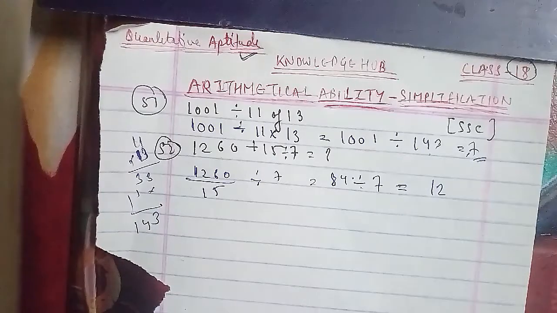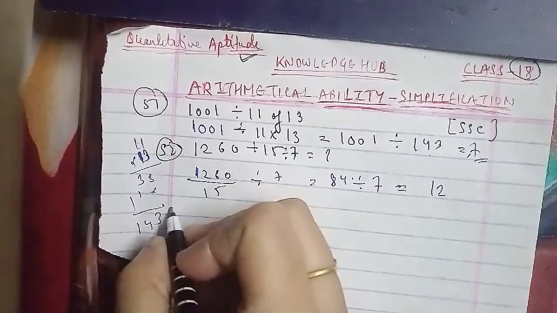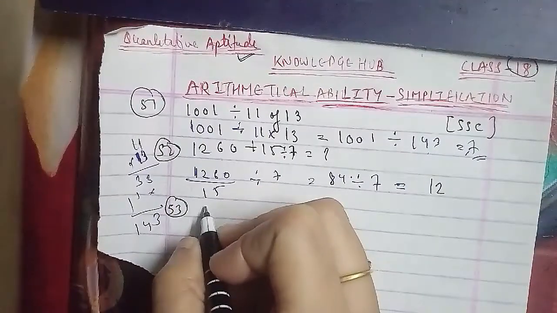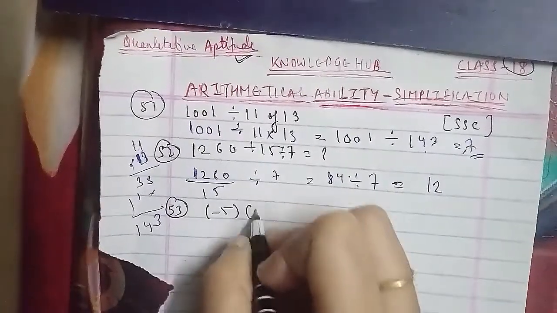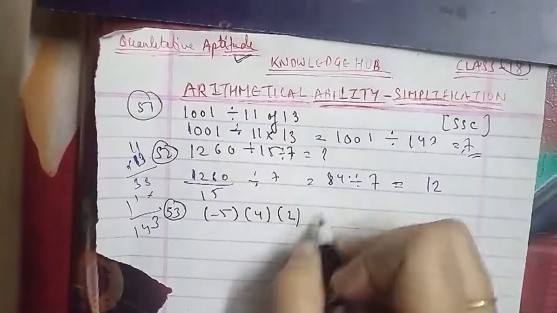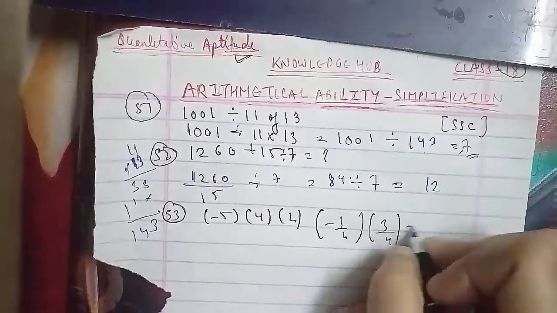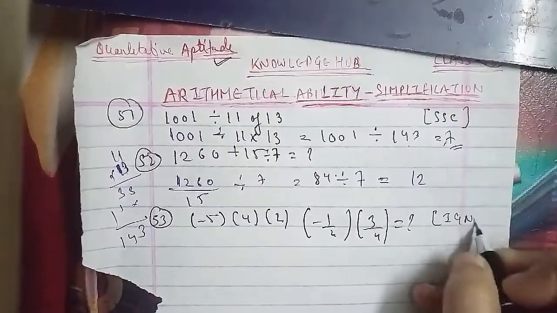Now we will go ahead with another question, which is the 53rd question of the session. The question is -5, 4, 2, -1 by 2, 3 by 4 equals question mark, which is being asked in an examination paper. The options for this are -30, -15, 15 and 30.